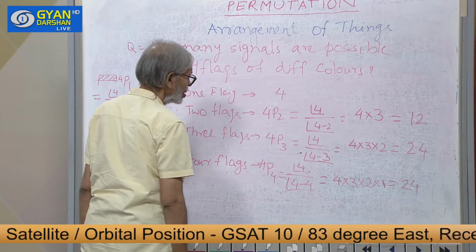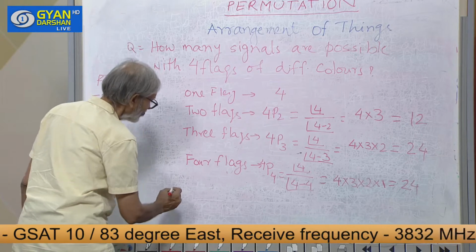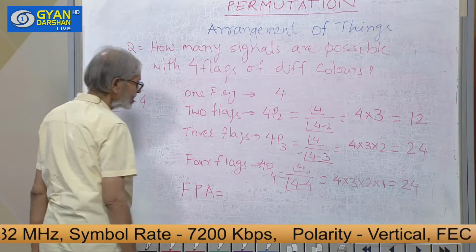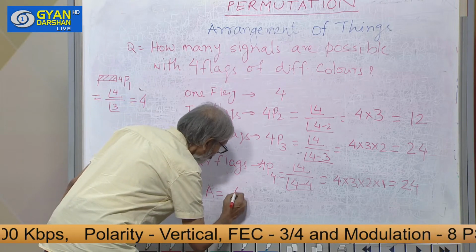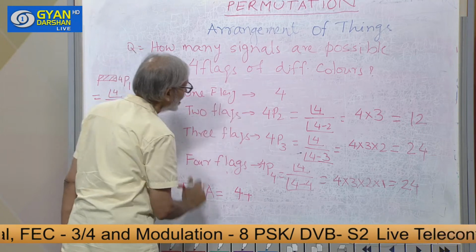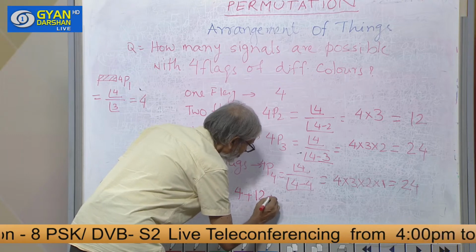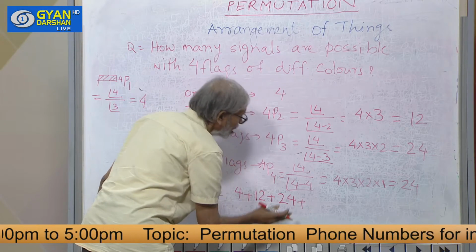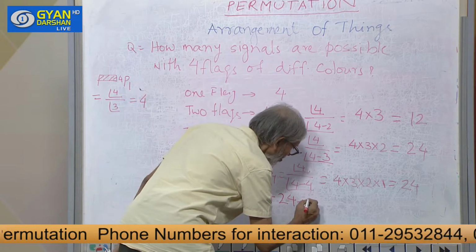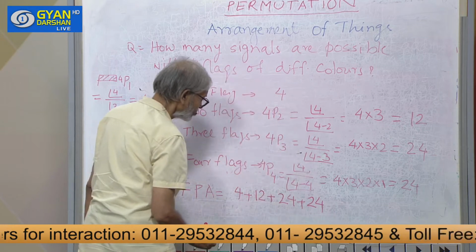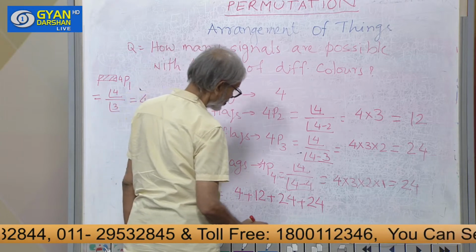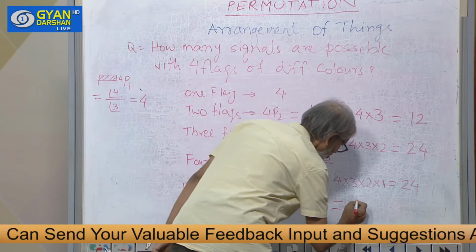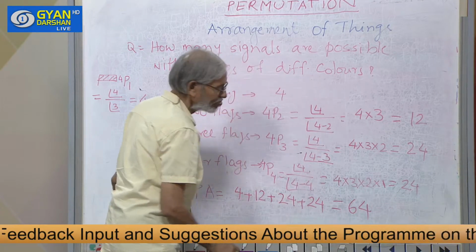So, with the fundamental principle of addition, FPA, you can make signals with 1 flag, which is equal to 4. You can make signals with 2 flags, which is equal to 12. Signals with 3 flags, which is equal to 24. And signals with 4 flags, which will also be equal to 24. So we will add all this: 48, 60, 64. This will be equal to 64.